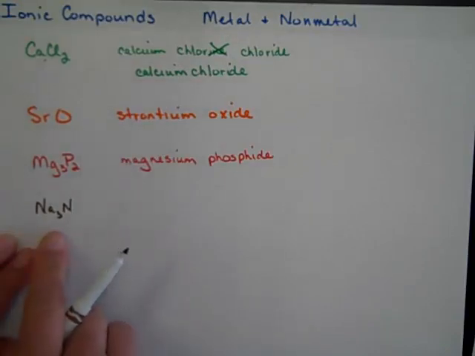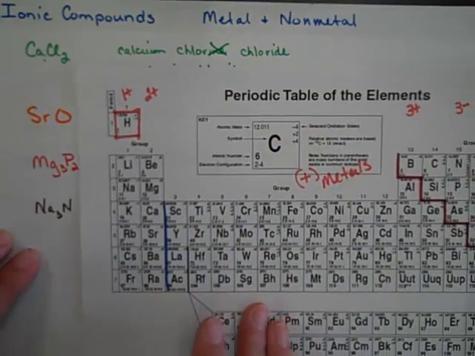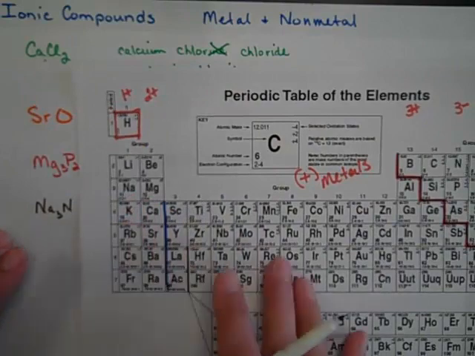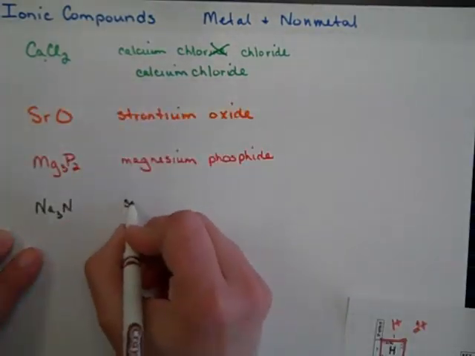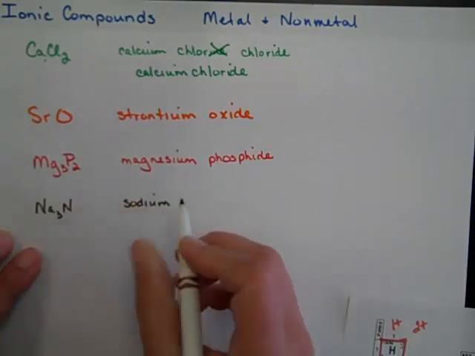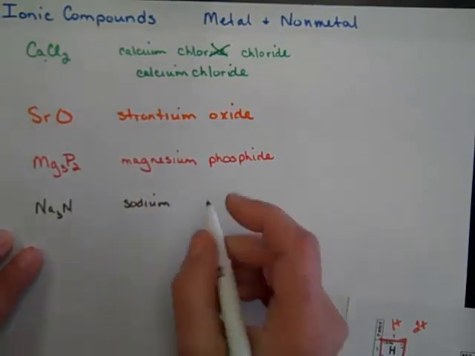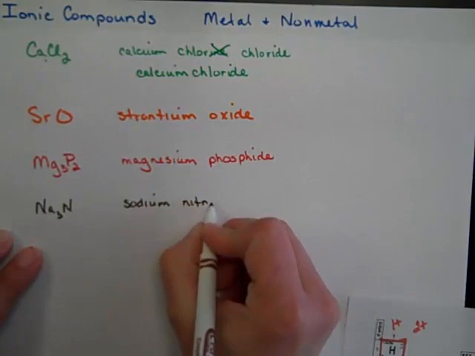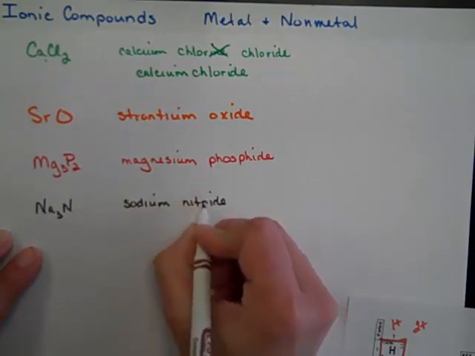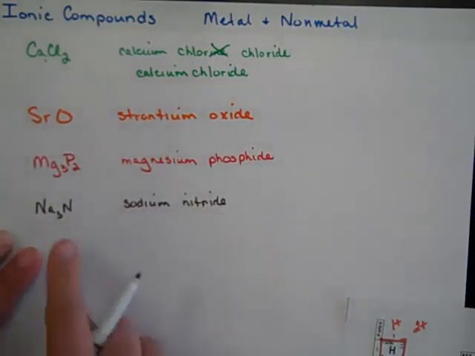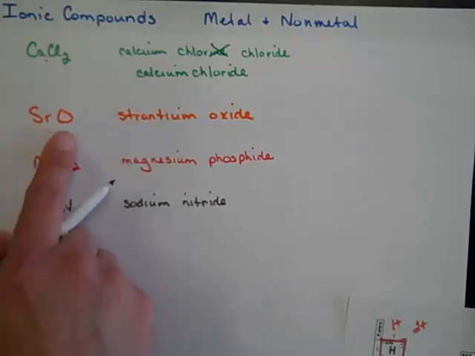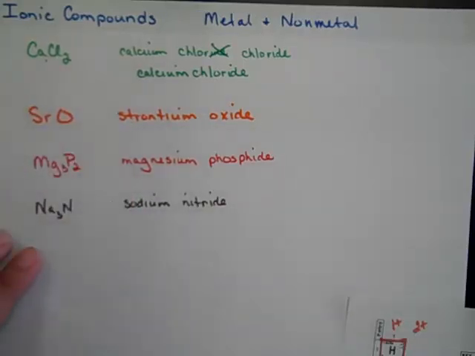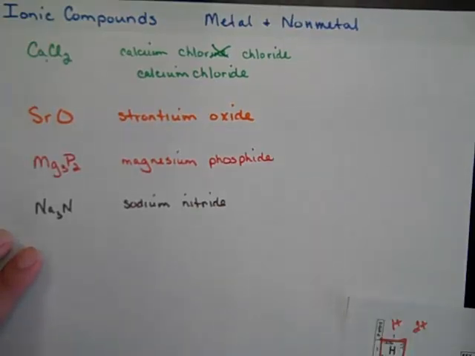What if we have Na3N? Well, Na is sodium, N is nitrogen, so we will have sodium. If we change that ending to IDE, we will get nitride. So sodium nitride, magnesium phosphide, strontium oxide, calcium chloride. The second one that we write is the negative ion, and that ending gets changed to IDE.